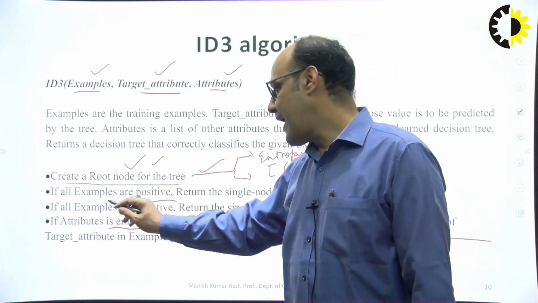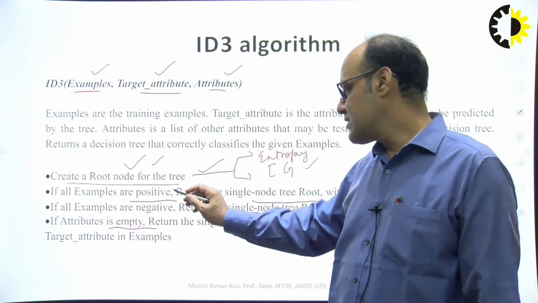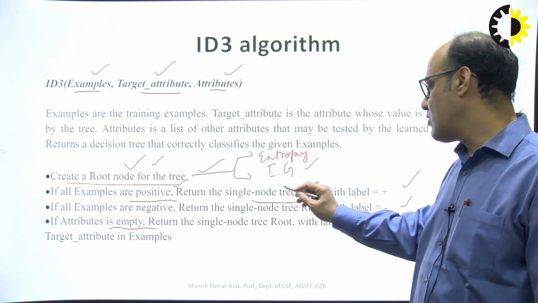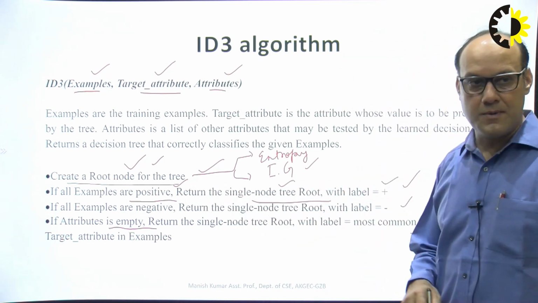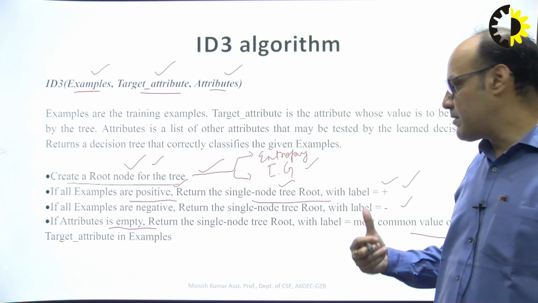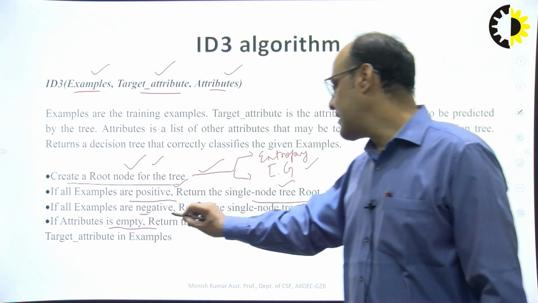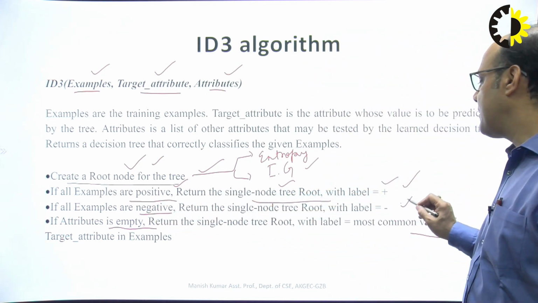If the given examples are all positive, then we will return the single-node tree whose label is plus. Positive example means plus, negative example means minus. If the examples are all negative, then we will return the single root node with the label minus.